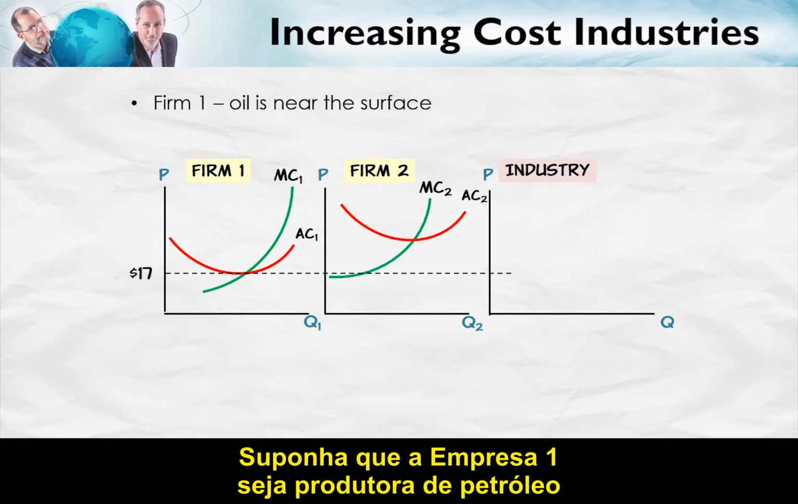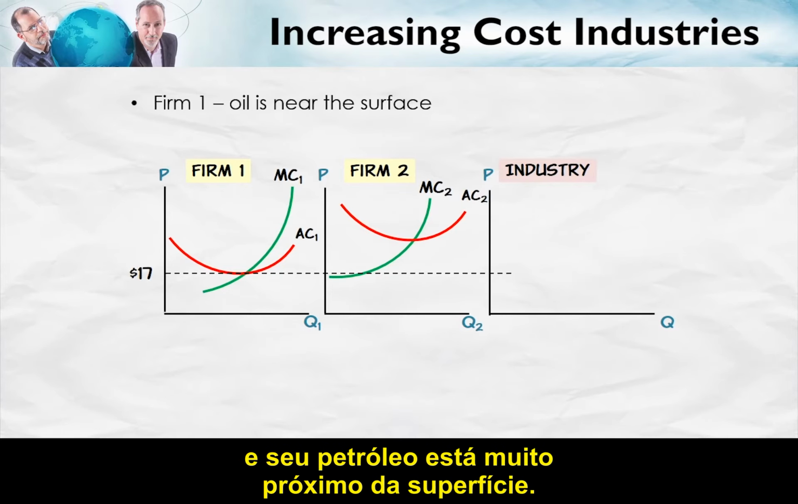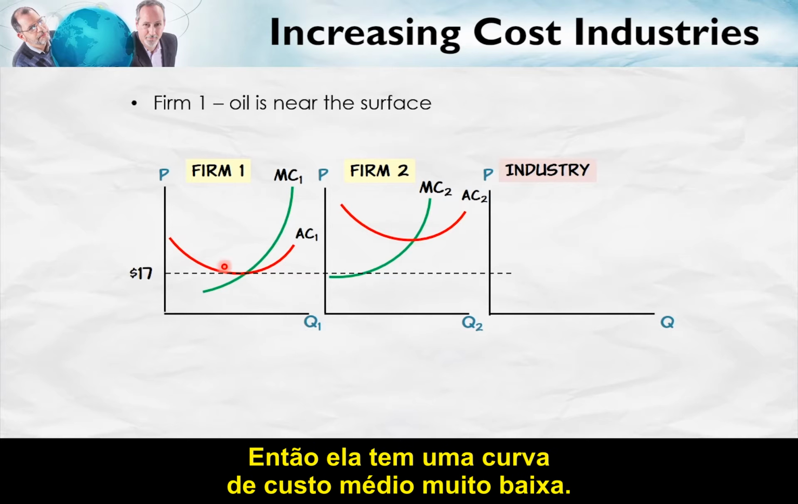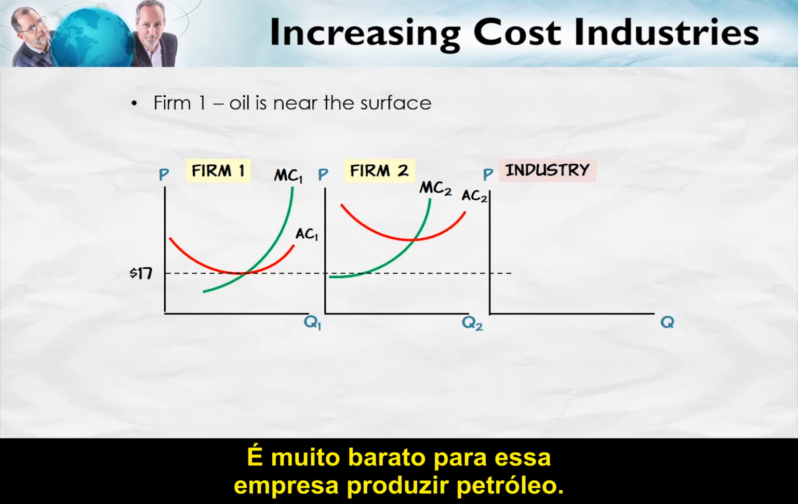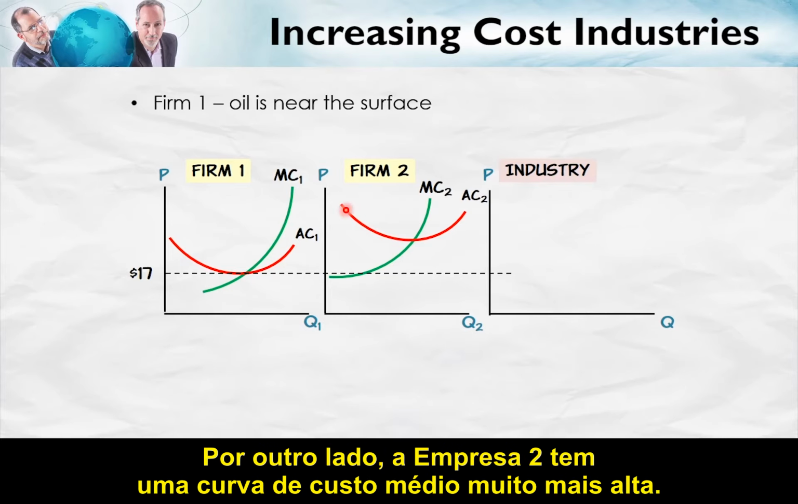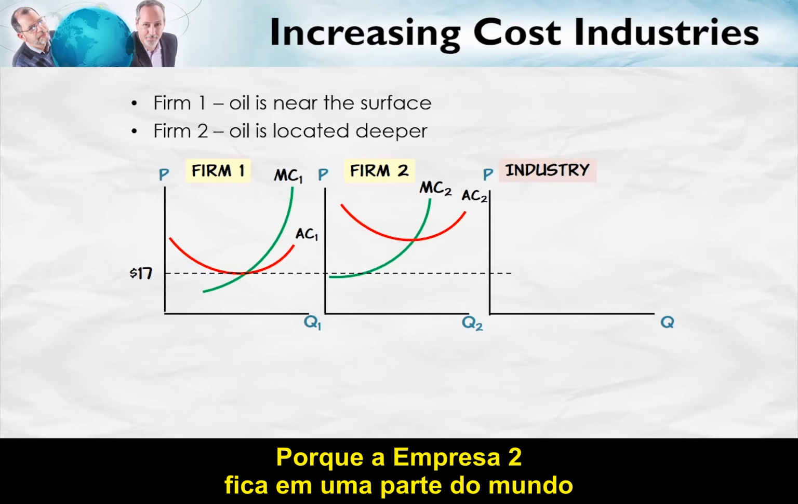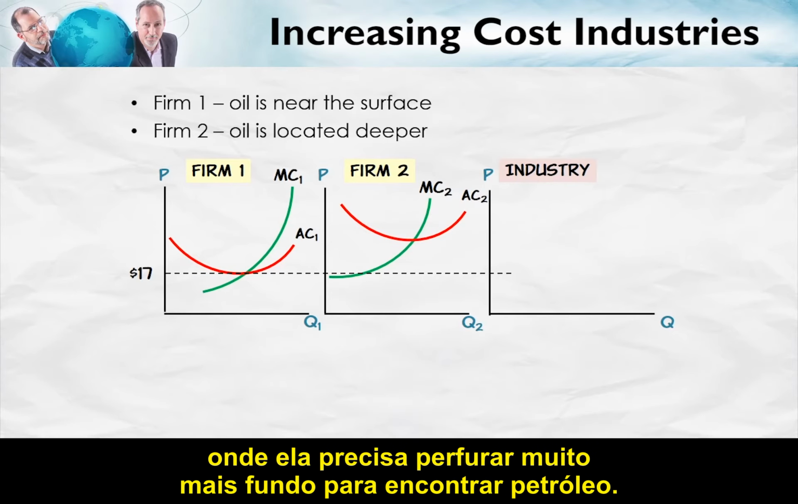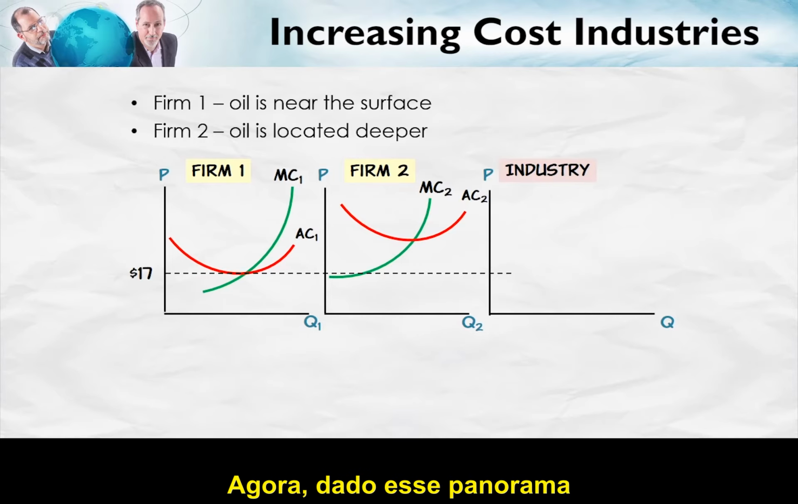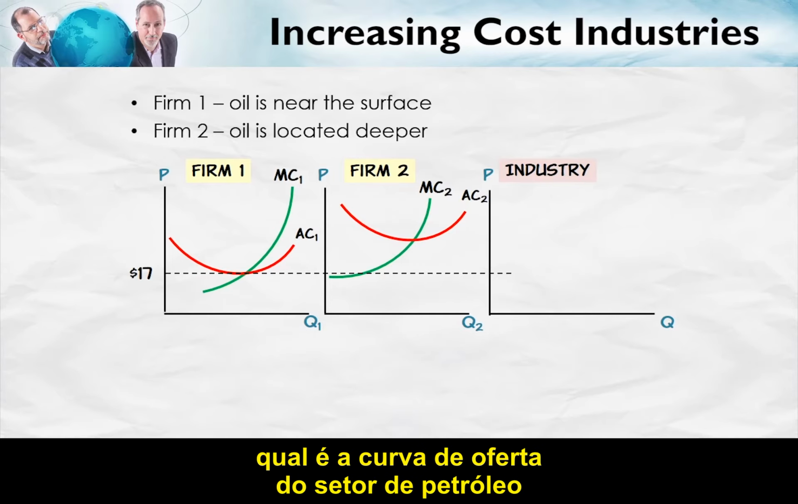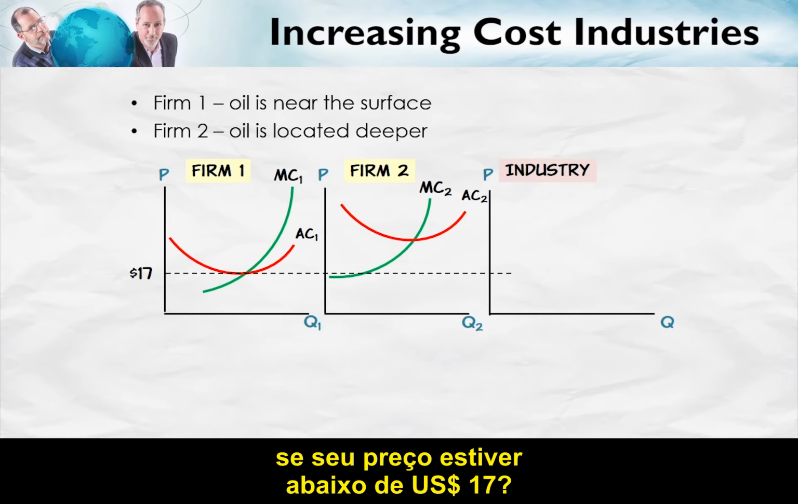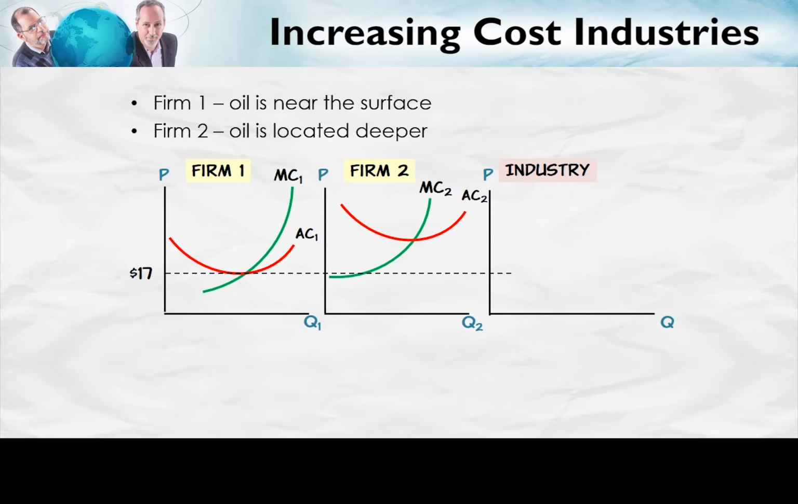Suppose that firm 1 is a producer of oil where its oil is very close to the surface, so it has a quite low average cost curve. It's pretty cheap for this firm to produce oil. On the other hand, firm 2 has a much higher average cost curve because it's located in a part of the world where it has to drill much deeper in order to get the oil. Now, given these figures, what's the industry supply curve of oil if the price of oil is below $17?